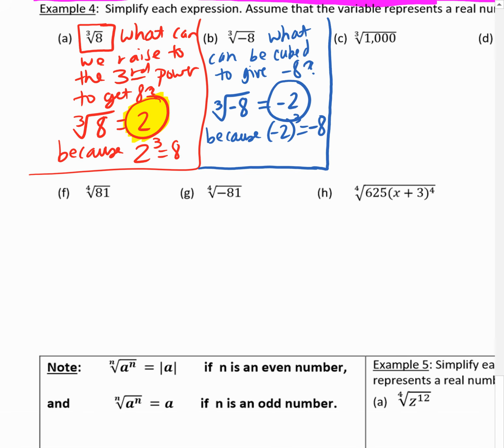So it's interesting. With square roots, you have to worry about negatives inside them, but with a cube root, you don't have to worry about it. There's always an answer. In a cube root, you can put a negative or a positive inside, and it's going to work. There's always an answer to a cube root, no matter what.